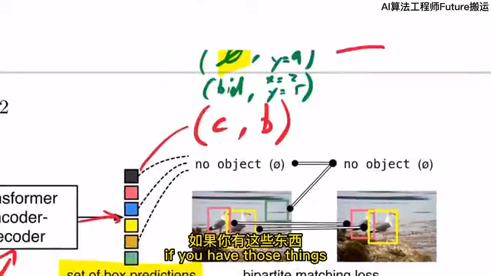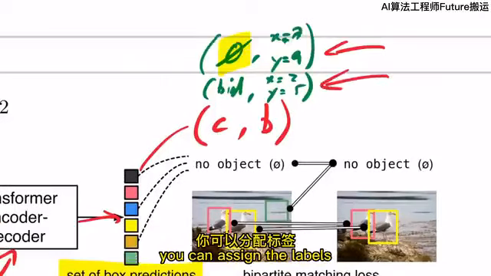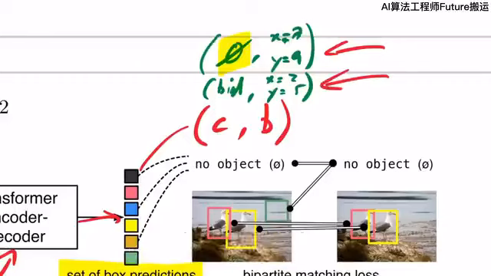These things are your output. If you have those things, you can draw these bounding boxes, you can assign the labels. The question is, how do you train it?